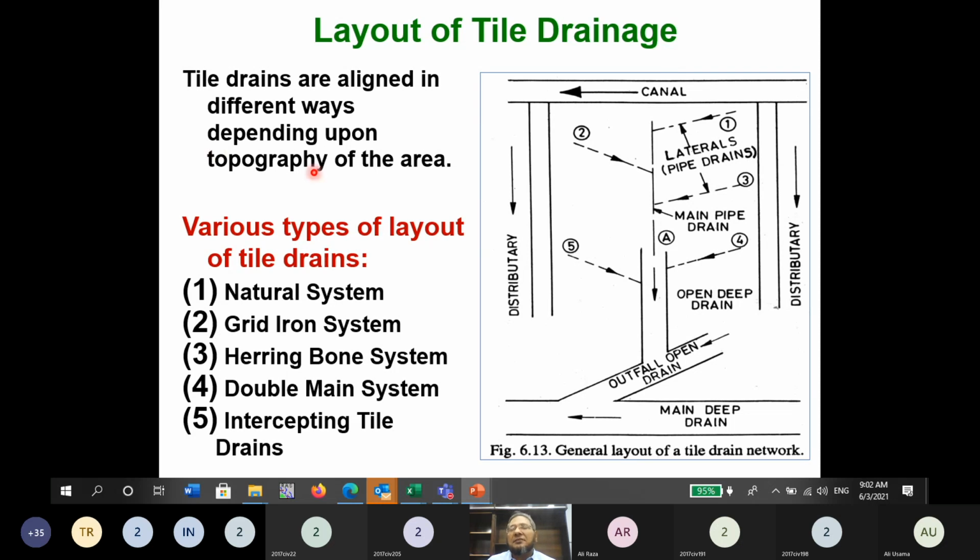Like a canal is given going like that, and these are the two distributaries, and then we have provided these lateral drains. Which are the lateral drains? These are tile drains.